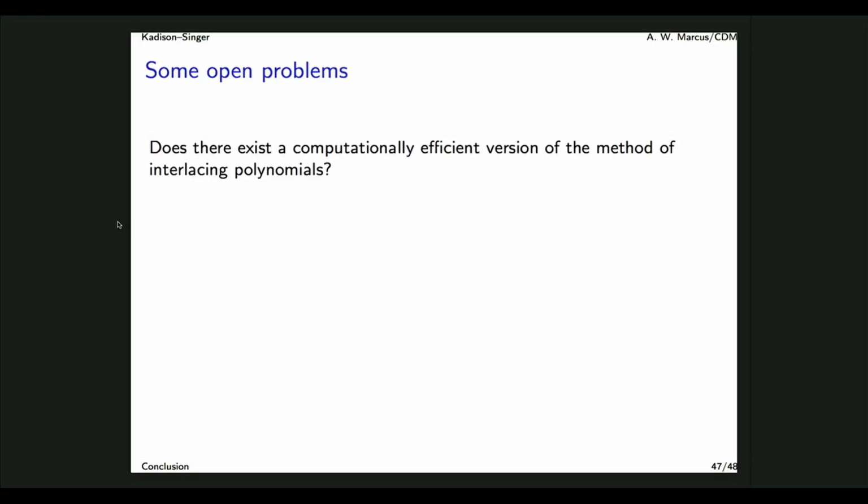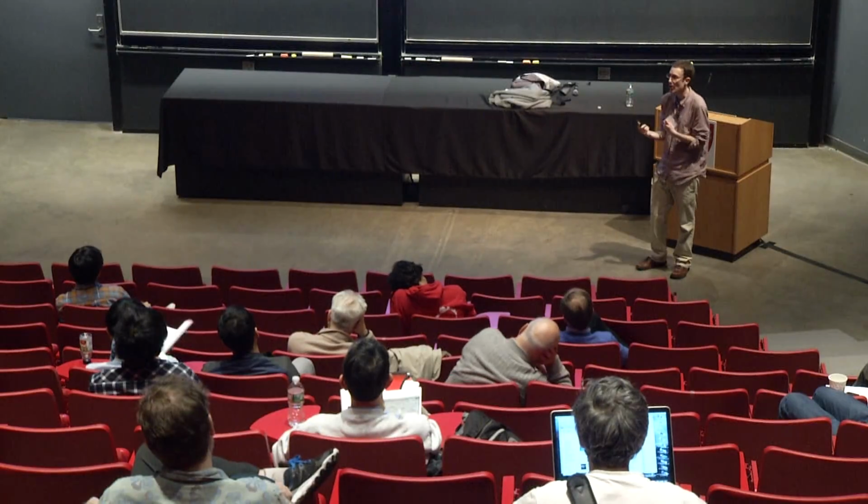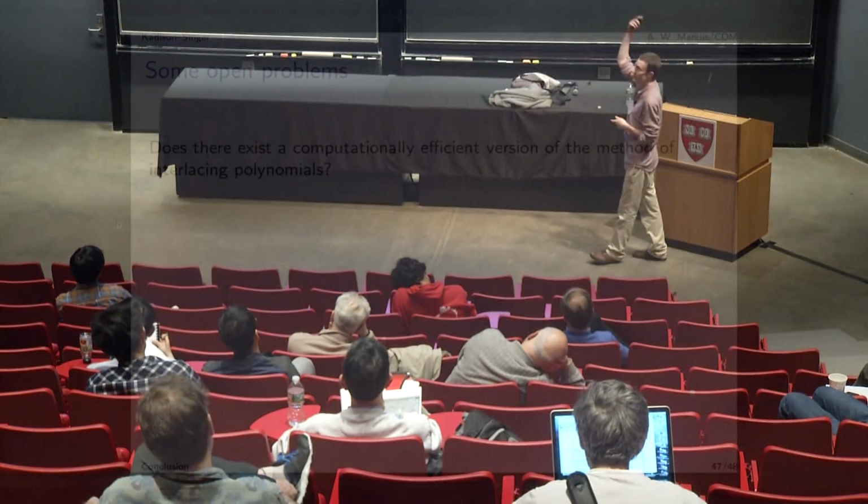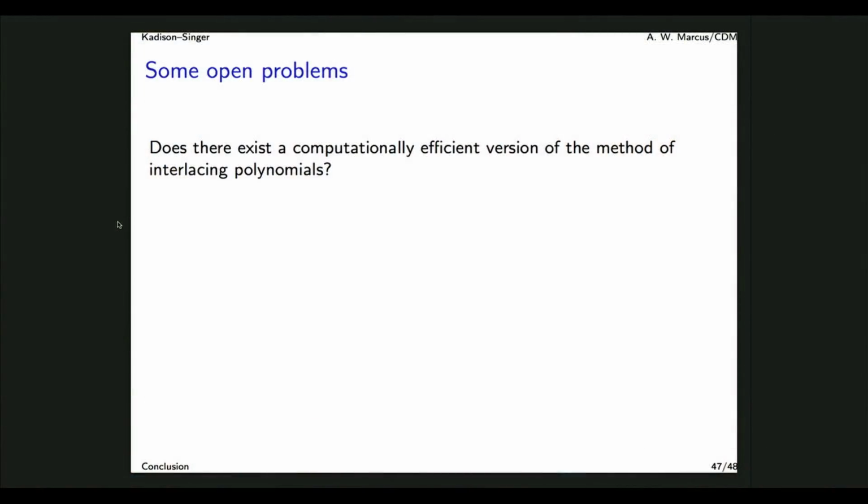So some open problems. One question is towards the computational efficiency of interlacing polynomials. Certainly we have one rendition of it, well, multiple renditions of it, where we can turn it into a polynomial time algorithm for finding these things. But we also have multiple renditions, including the Kadison-Singer one, where we don't know whether we can do it.